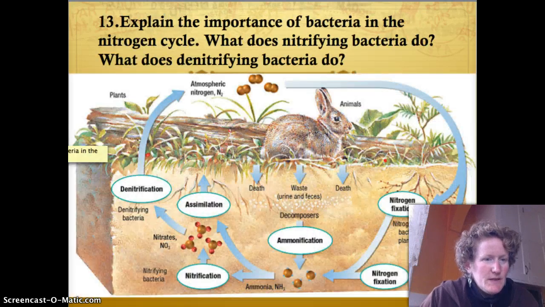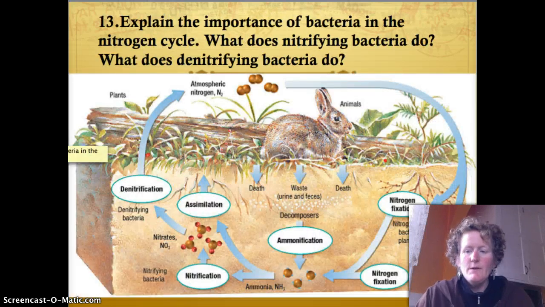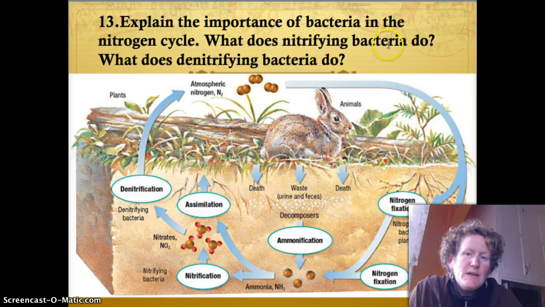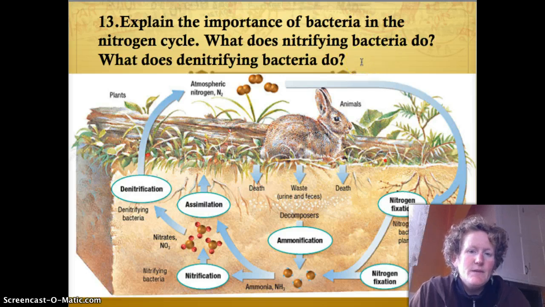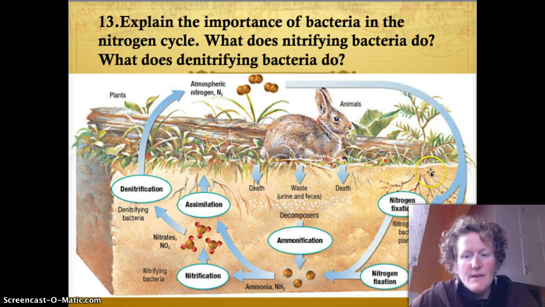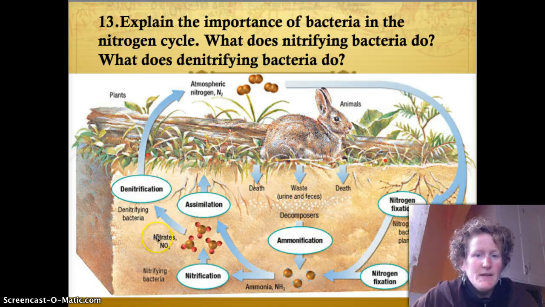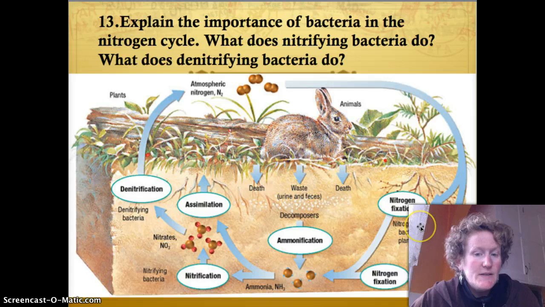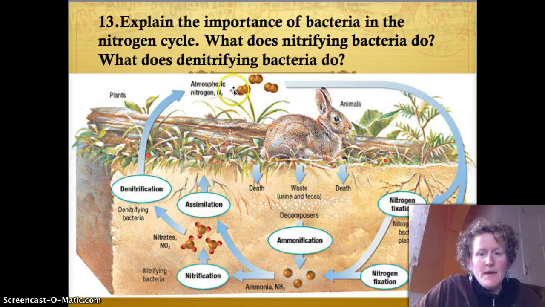And number 13, last one. Well, you can answer 14 on your own. Explain the importance of bacteria in the nitrogen cycle. What do nitrifying bacteria do, and what do denitrifying bacteria do? Well, nitrifying bacteria are the ones that live in the plant roots. Denitrifying bacteria work the other way. They take the nitrates that the nitrogen fixing bacteria make and convert it back into atmospheric nitrogen.